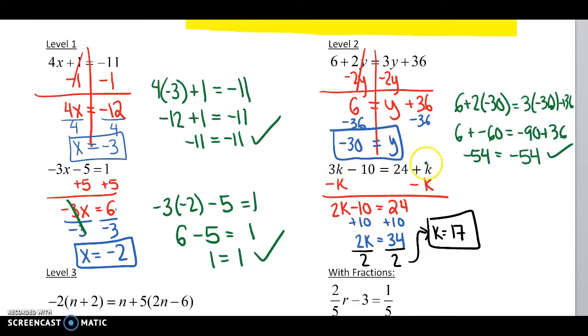So again, you can move variables and numbers to either side. I decided to move all the variables to the left this time because it doesn't matter.